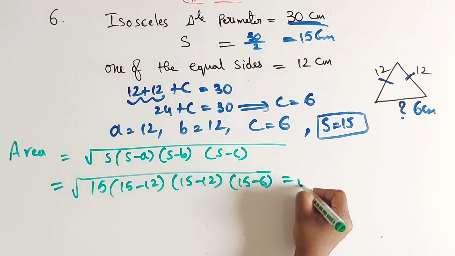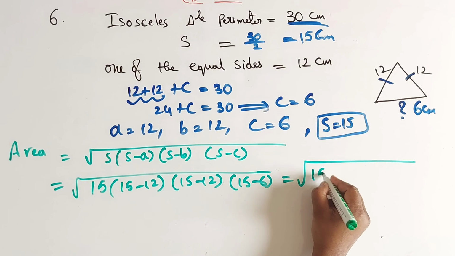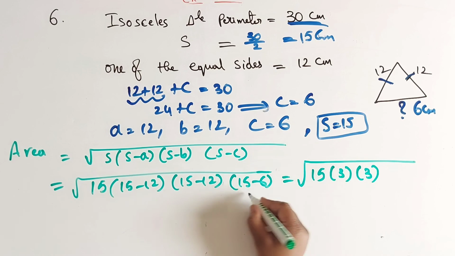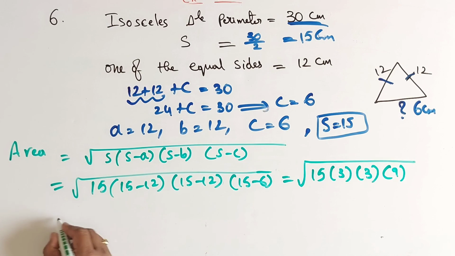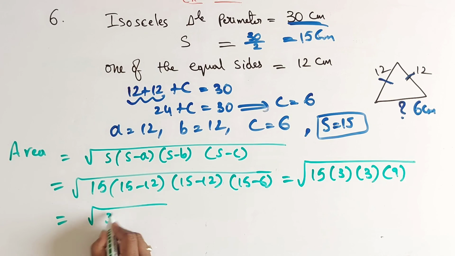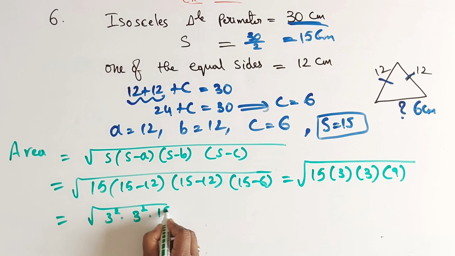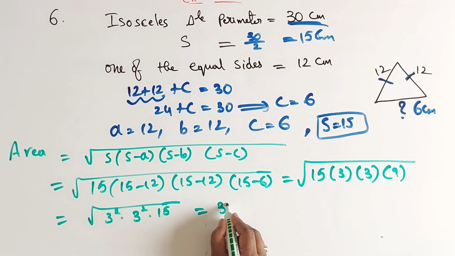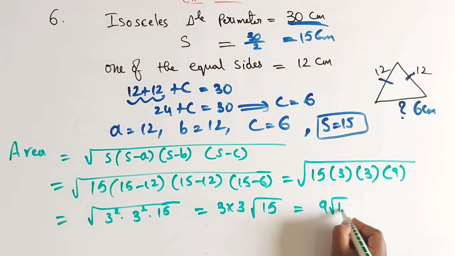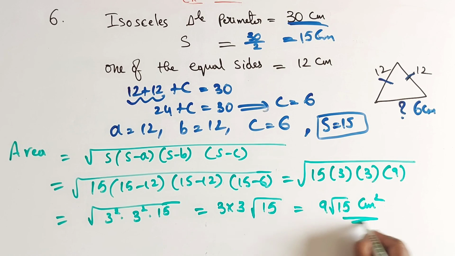Now this equal to root of 15, 15 minus 12 means 3, 15 minus 12 again 3, 15 minus 6 is 9. 3 means 3 square. 9 means again 3 square. So 3 square into 3 square into 15. So 3 square you can write outside because square and square root will get cancelled. So 3 into 3, 15 is inside the root. That means 9 root 15 centimeter square is the area of the isosceles triangle.